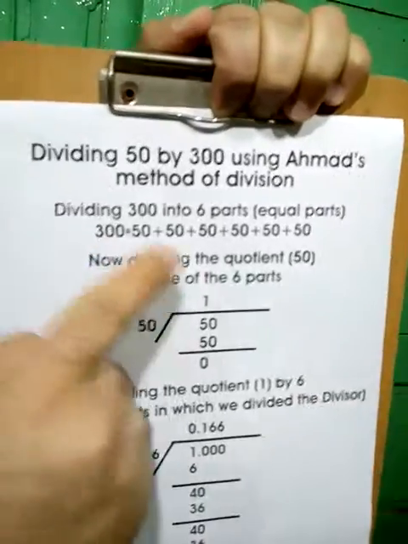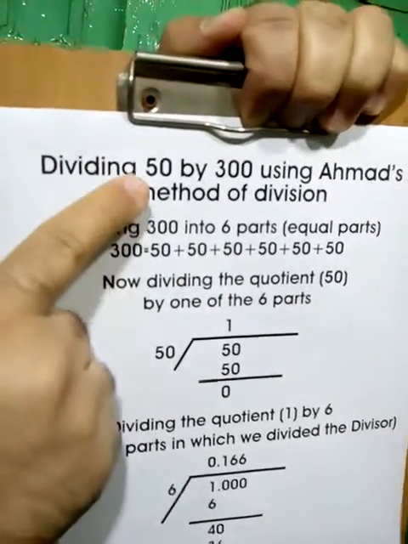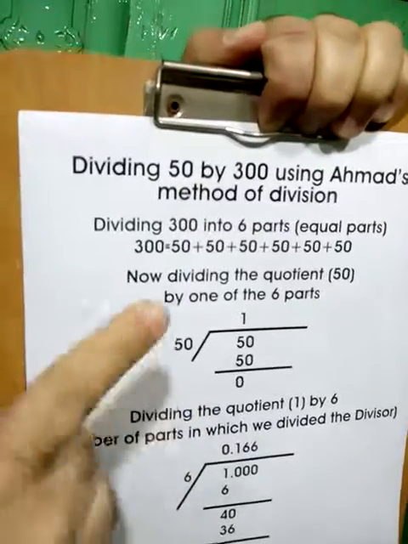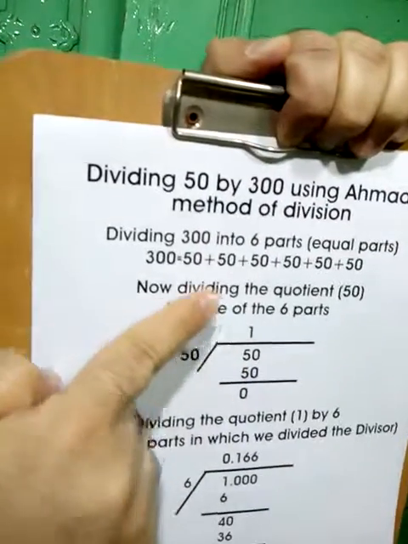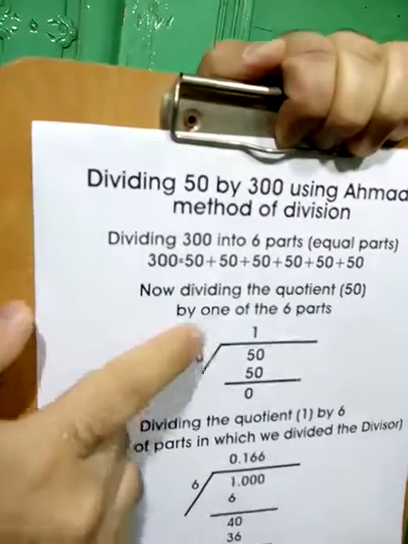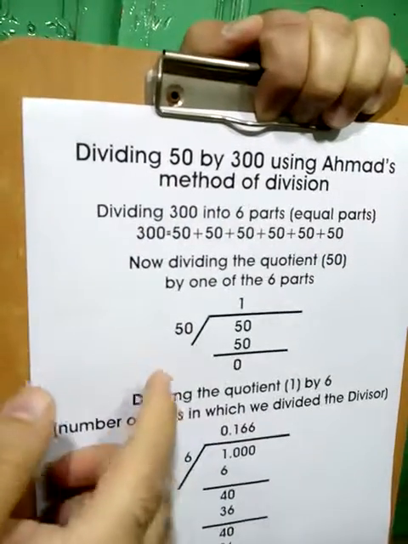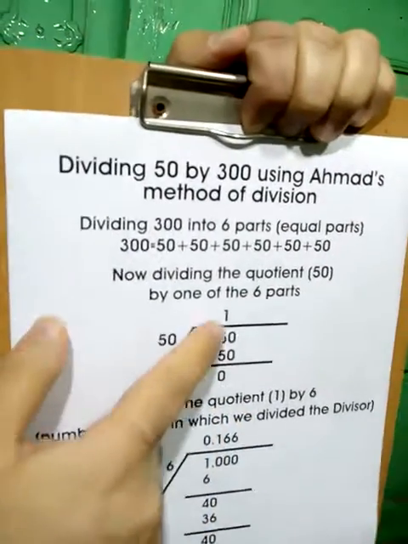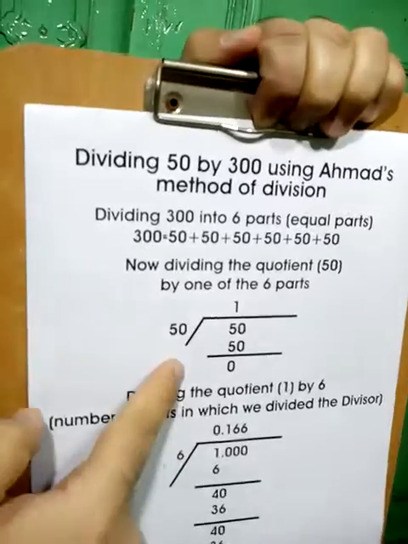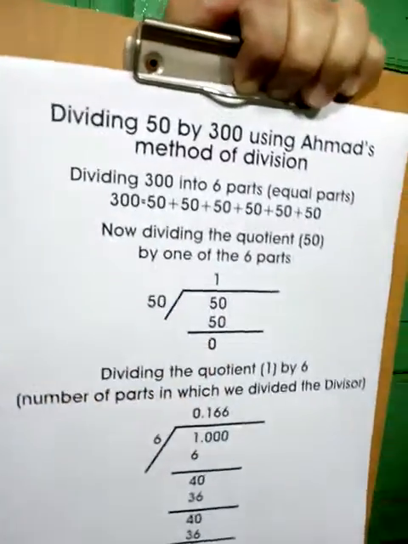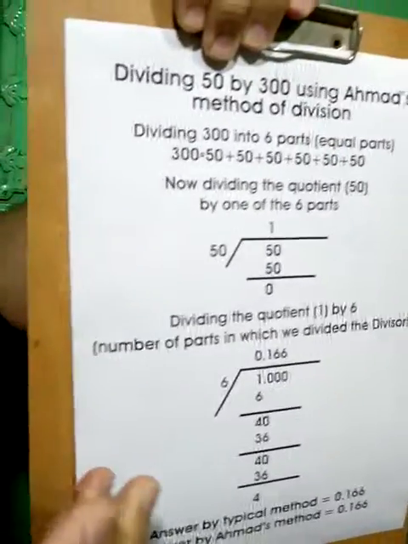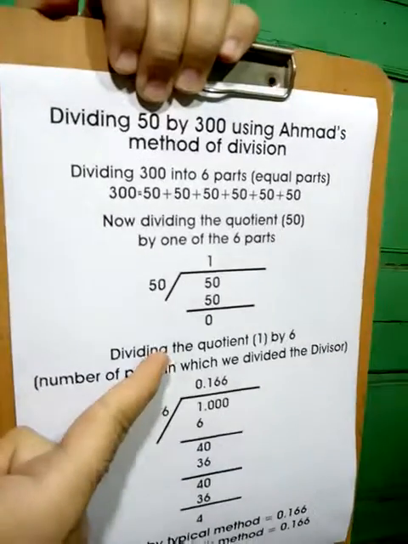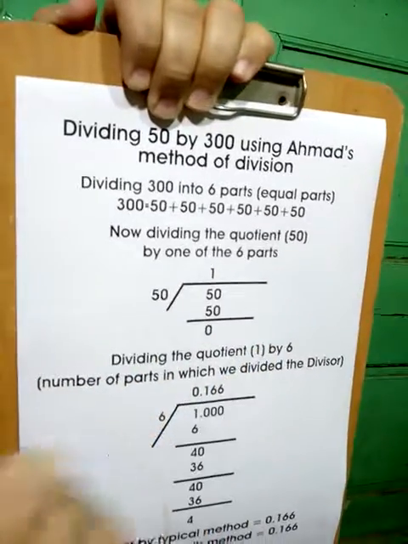We will take one part out of this, and we have to divide 50 by 300. So we will divide 50 by one of the parts of 50, as we are using Ahmad's method of division. You can see it's very simple. 50 ones are 50, so here the quotient is 1. Now the next step is to divide the quotient by 6.